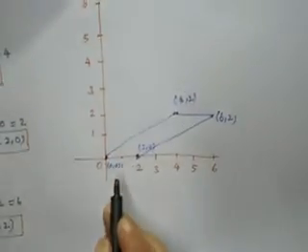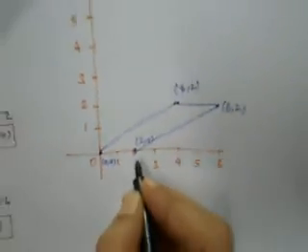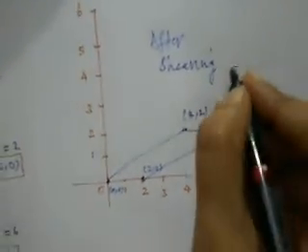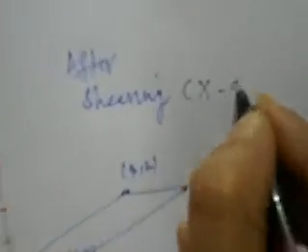See here: 0,0; 2,0; next 4,2; next 6,2. Here the square becomes the skewed image we have obtained. This is the diagram we obtained after shearing with respect to the x-axis.